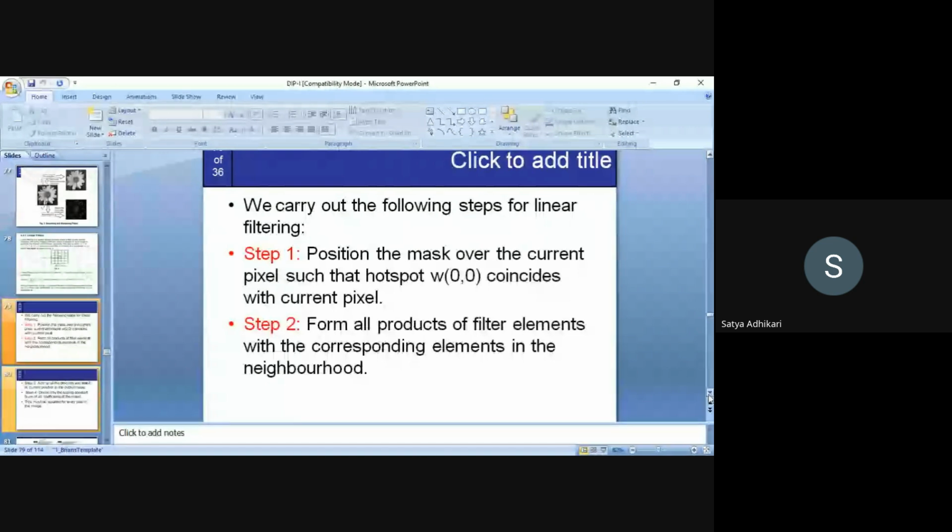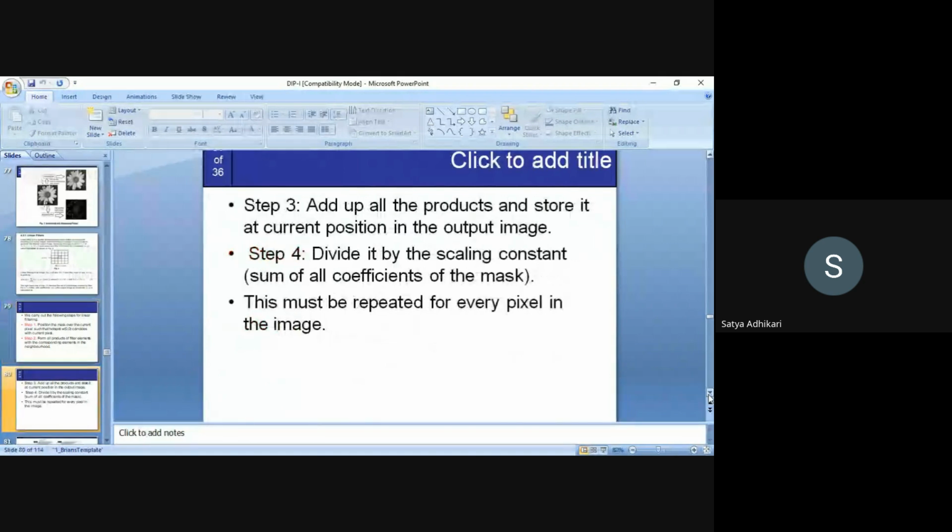We have to make all products of the filter elements with the corresponding elements in the neighborhood. All the pixel values of the neighborhood will be multiplied and added. Add up all the products, because it is a summation of the products. Please recall the mathematical function g(x,y): it is the summation of f(x,y) into w(x,y). So after multiplying, you have to add up the products and store it at the current position in the output image, divided by the scaling constant, the sum of the coefficients of the mask. This must be repeated for every pixel in the image. So these steps 1, 2, 3, 4 must be repeated for every pixel in the image.